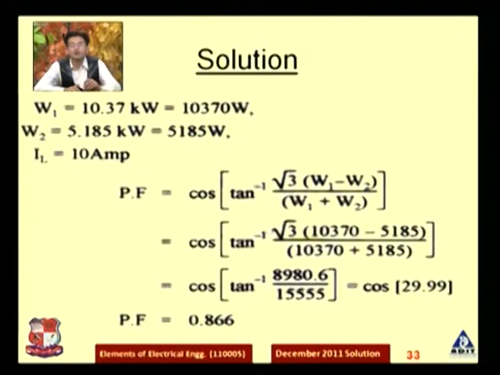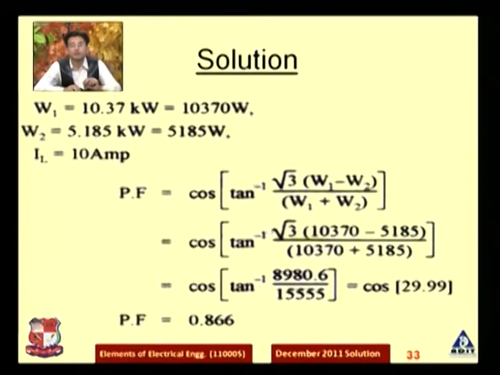So W1 is 10.37 kilowatt. Converting kilowatt into watt, you multiply by 10 raised to 3. So W1 is equal to 10,370 watt and W2 is equal to 5.185 kilowatt, so it is 5,185 watt. The line current is 10 ampere.